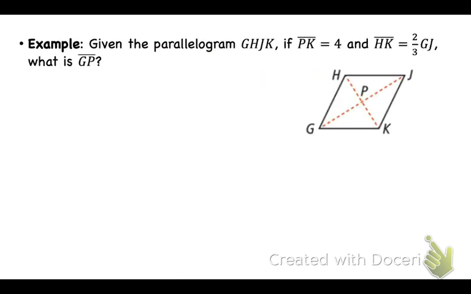Okay, last example. Given the parallelogram GHJK, if PK is 4, so this is 4, yes? And HK, so HK is the whole thing, is 2/3 GJ. What is GP?